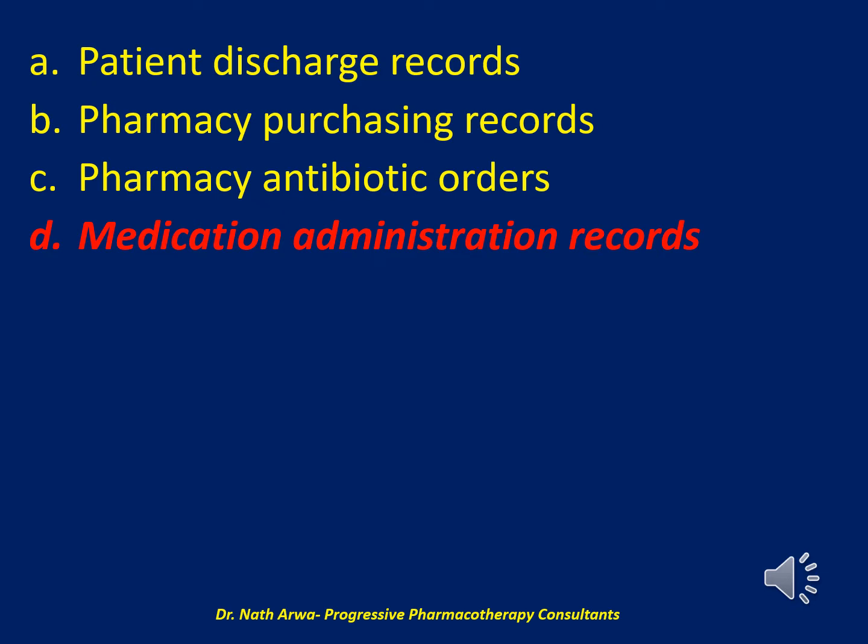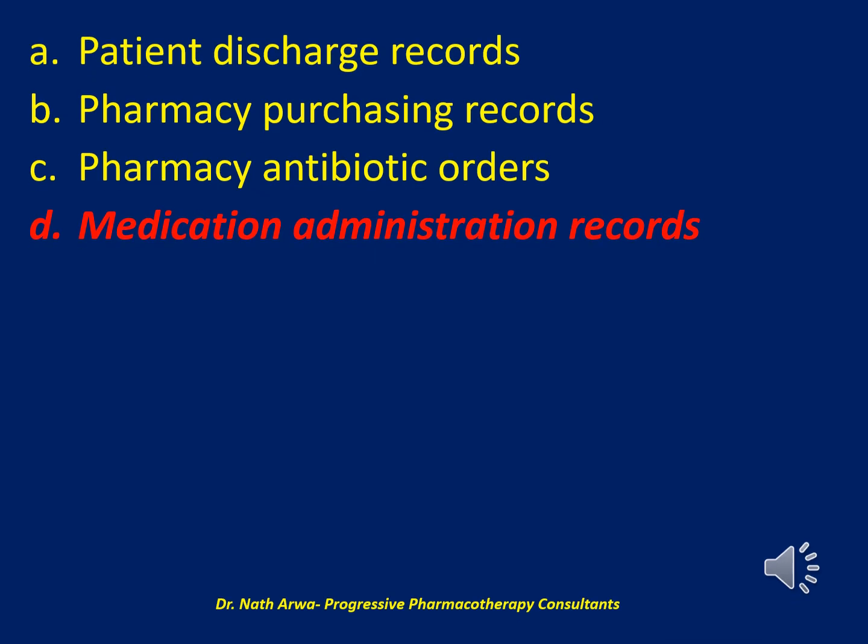The use of pharmacy antibiotic orders is not the recommended method for calculating DOTs because it may not be accurate. Orders do not guarantee that the patient received the antibiotic. The use of pharmacy purchasing data is not the recommended method for calculating DOTs because it probably is inaccurate. The use of patient discharge records is not considered the most accurate method for calculating DOTs. Please proceed to the next question.